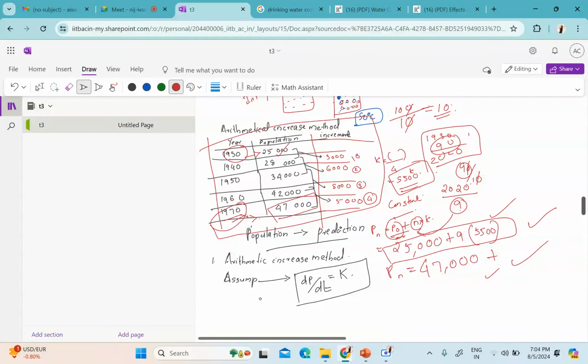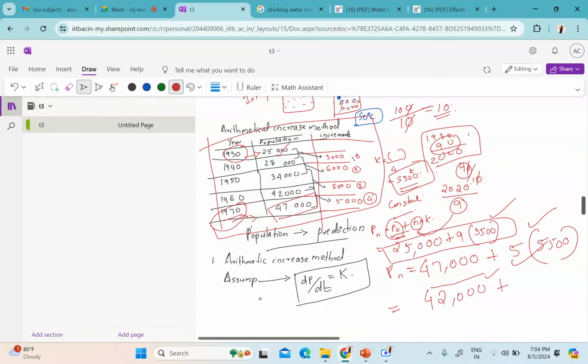Okay, for example, if you consider the last value 1970, and the number of people at that year is 47,000. So what is the value of n you consider if you consider 1970? 5, right, correct. Then you have to multiply with the k value. K value is constant. So calculate this, and also calculate this. If you take this year 1960, then that is around 42,000, right?